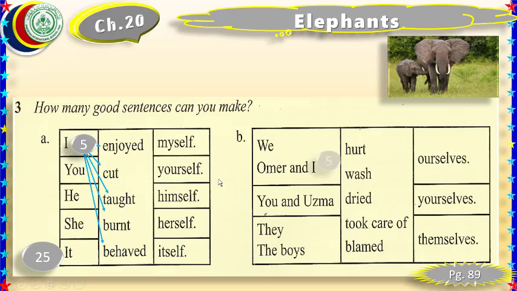Let us move to table B. We hurt ourselves, we wash ourselves, we dried ourselves. We can make five sentences by using we, five sentences by using Umar, five. In this way, we can make 25 sentences from this table also.